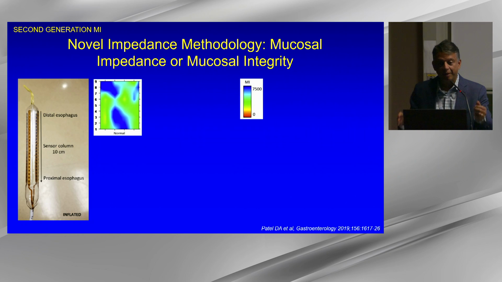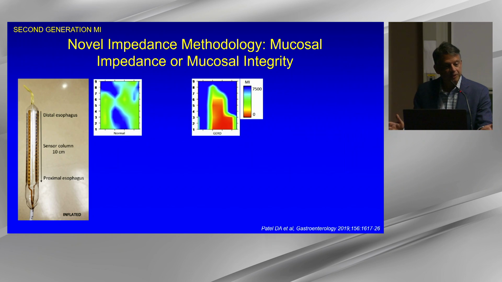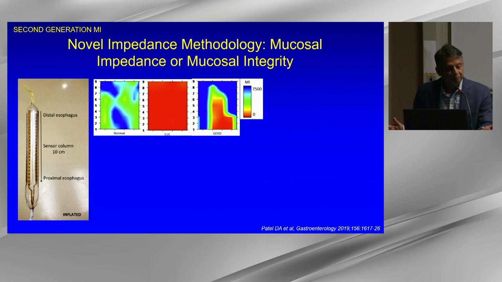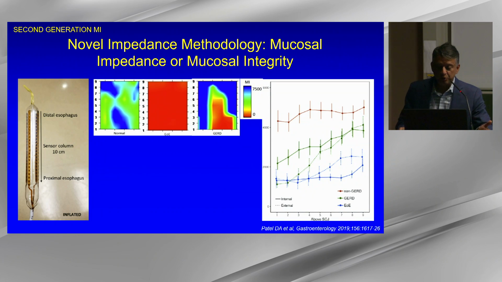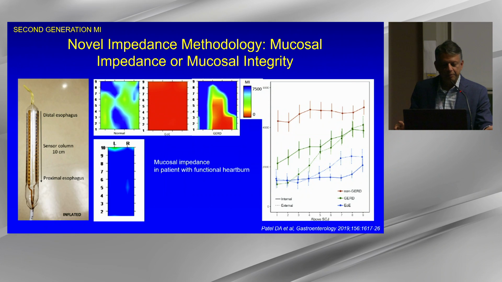So this was normal, a heat map of impedance throughout the esophagus. That's reflux. You see red, low impedance, and this was EOE. All right? And this was what I was trying to describe about the slope or the gradient of impedance. If you look at the green curve in the middle, you can see that it's low distally. So distal is towards the left, proximal is towards the right. You can see that there is a gradient. It's lowest in the distal esophagus, keeps going up. The top curve is normal, and the bottom blue curve is EOE. And this is a patient with functional heartburn. You can see that there is no red or green here, so the impedance is completely normal.